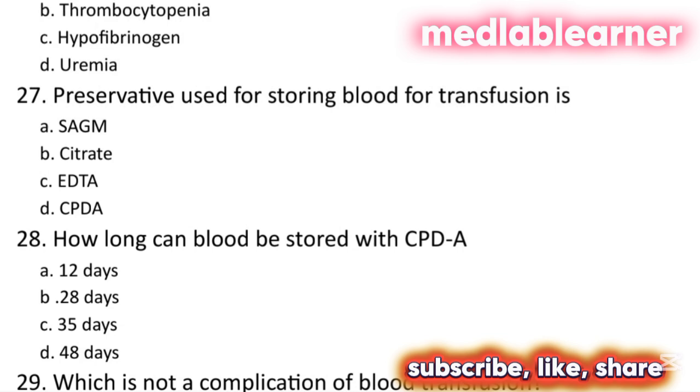27. Preservative used for storing blood for transfusion is A. SAGM, B. Citrate, C. EDTA, D. CPDA. Answer will be D. CPDA.